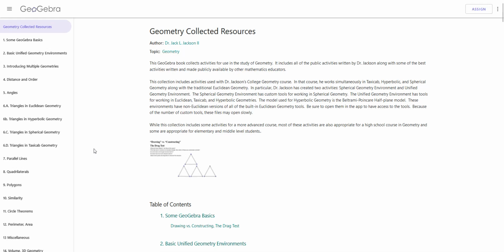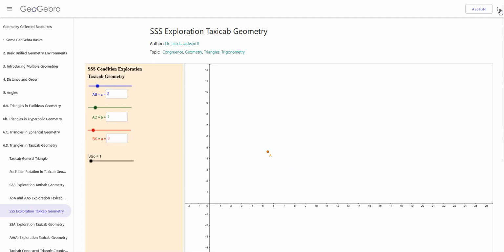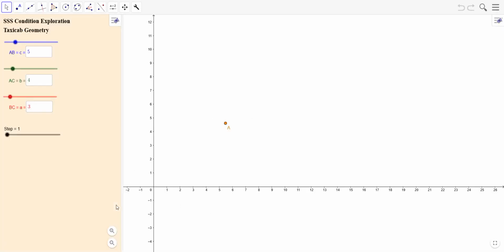We have looked at the side-side-side condition in Euclidean, hyperbolic, and spherical geometry. Now let's take a look in taxicab geometry. So the app works very similar to the others.